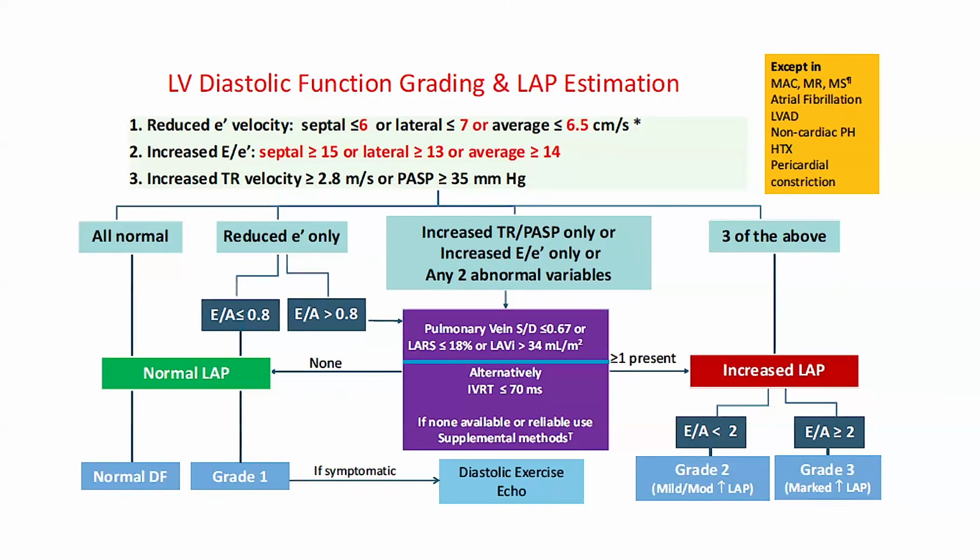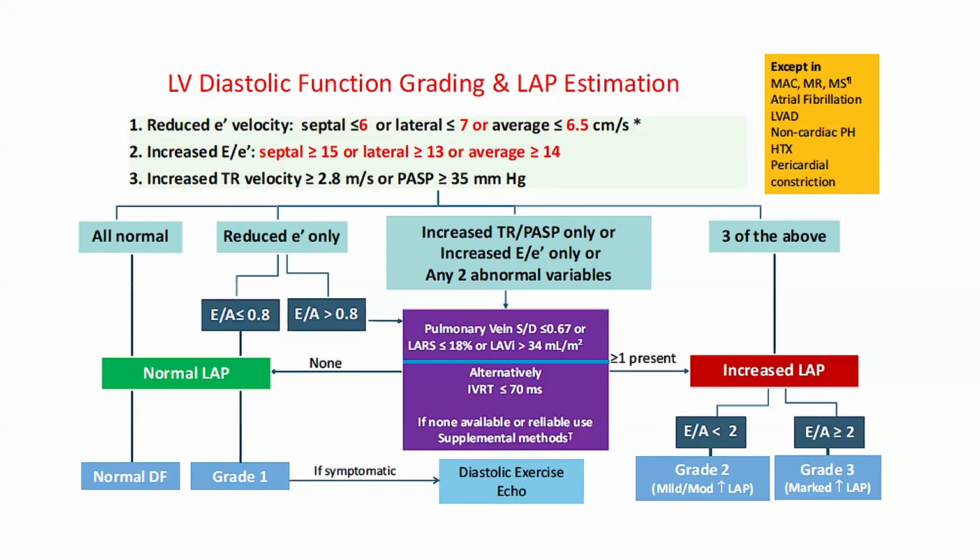So if all of these functions are normal, then we can very, very easily say that your left atrial pressure is normal, so you have normal diastolic function. In the second box there, we see if your E prime is reduced, we say that there's a suggestion that your LV relaxation is impaired. So then we go to look at your E over A ratio.